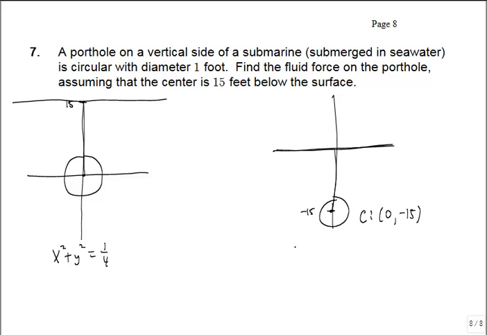So its equation would be x squared plus (y plus 15) quantity squared equals 1/4 because of that shift in the center. So it's up to you which way you decide to do it. Obviously this is a little bit cleaner and easier to use than say this one over here. So that's why we tend to try and center our circles through the origin. But how you set up the problem is entirely up to you. Alright, so I'm going to stick with what I have over here on the left.